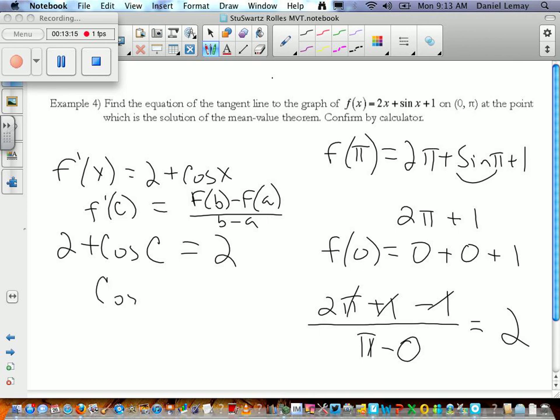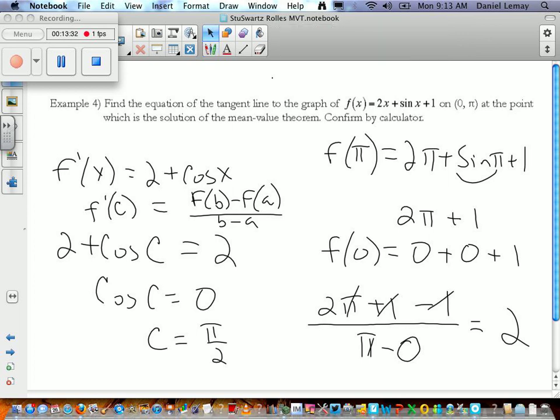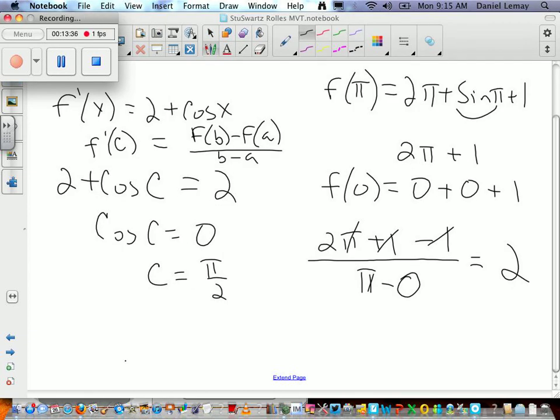Cosine c equals 0. So then I've got to ask myself, on the range 0 to pi, when is the cosine equal to 0? Well, I think it's at pi over 2, right? So c equals pi over 2. Okay, now if we want to graph that on a calculator, okay, got ahead of myself. I don't want to graph it on the calculator yet. I've got to find the equation of the tangent line.